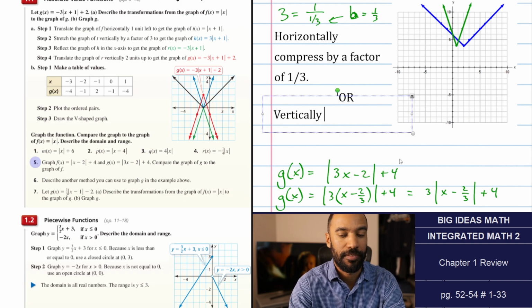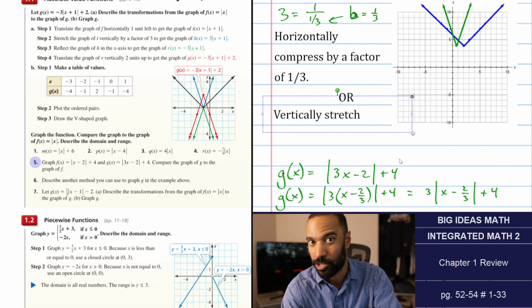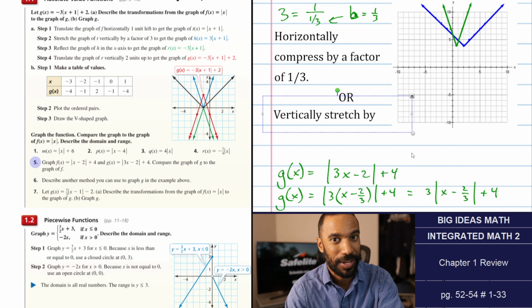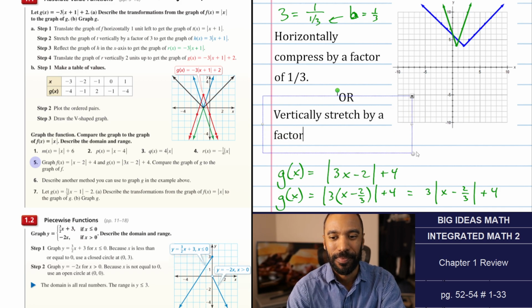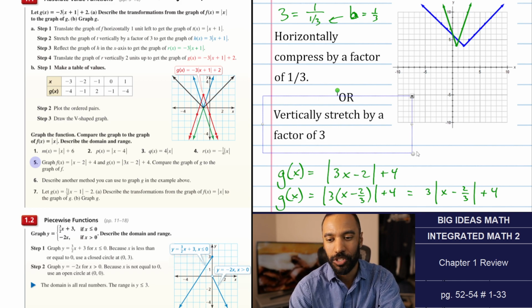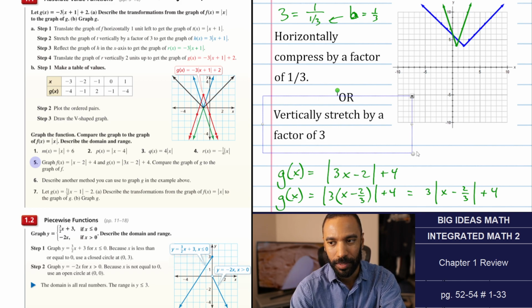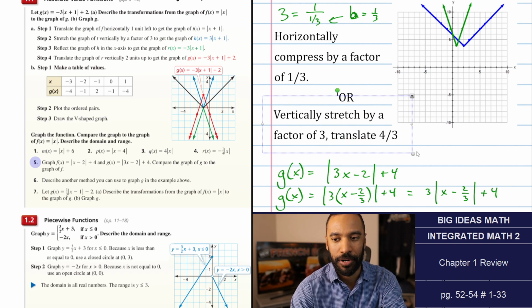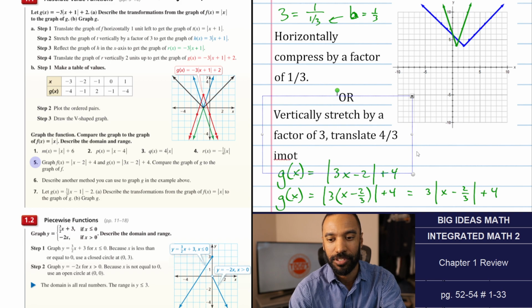This is what you saw in my previous videos, and this is where Mr. Robinson's virtual math classroom might not be the best way to go with this. Your teacher is going to say, what is going on? Vertically stretched by a factor of 3. And also translate. See, this is the weird part. 4/3, 1 1/3 units to the left.